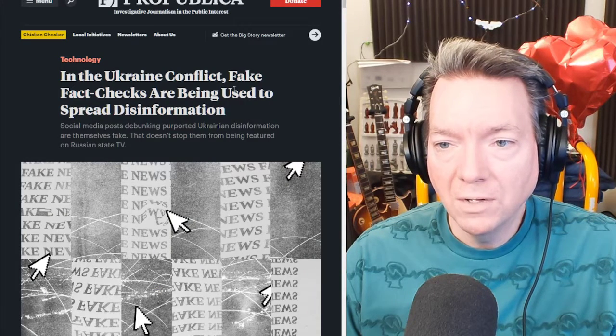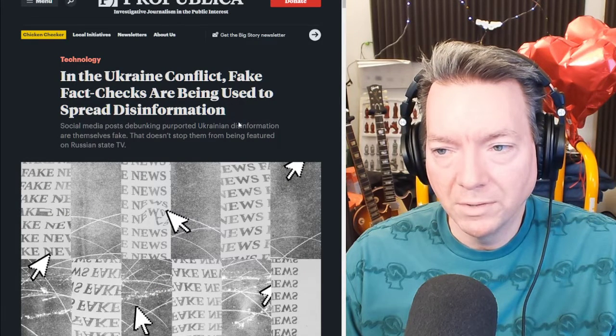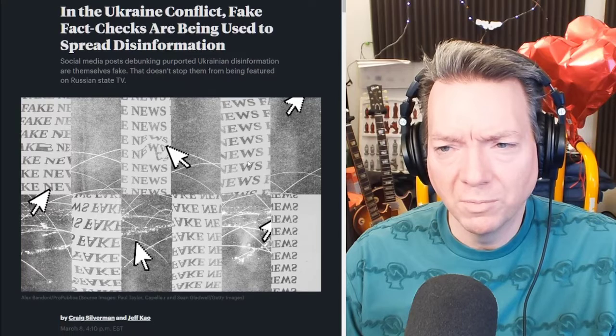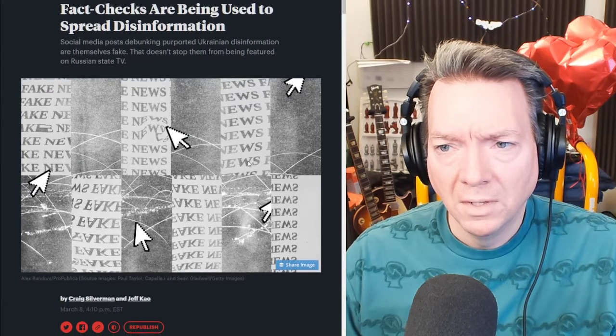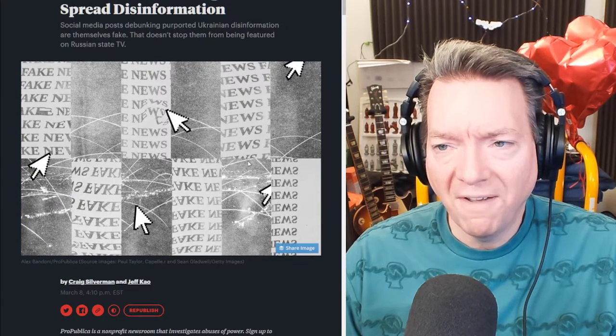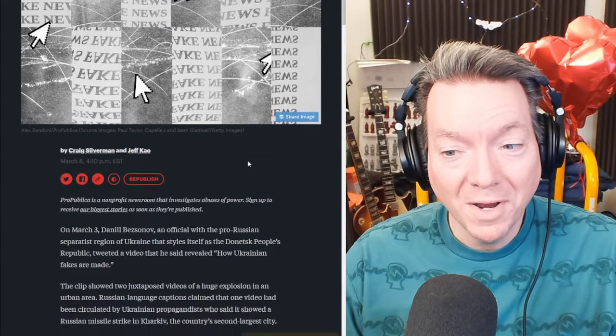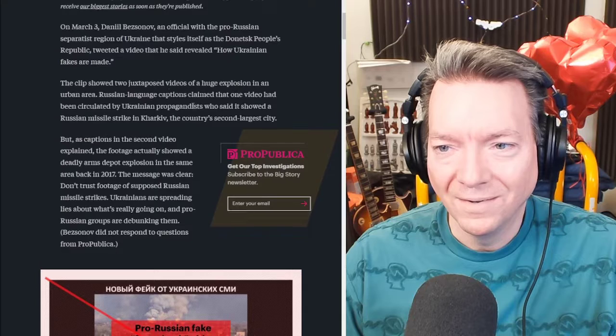So what else is going on with the news? Well, this is going on with the news. Very interesting article in ProPublica. In the Ukraine conflict, faked fact checks are being used to spread disinformation. Now, isn't that a genius idea?